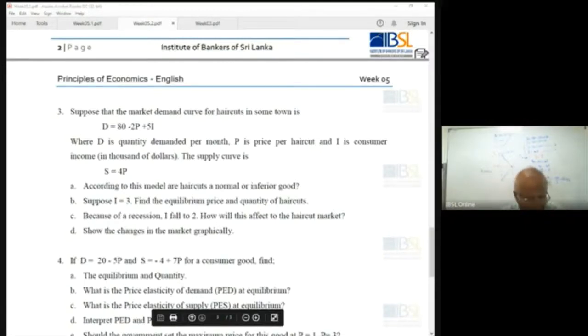Then I wanted to calculate the new demand curve. How do you calculate the new demand curve? You substitute 2. Income decreases. Then the whole demand curve comes down, since you change one of the other factors. Income 3 to 2, the demand curve shifts down. Let's go to the board now. Now what will happen?